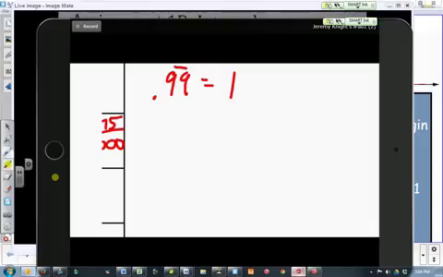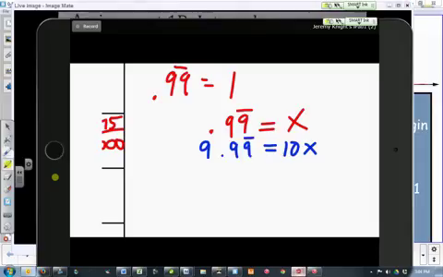Well, here's a quick, interesting proof, then we'll move on. Let's say that 0.99 repeating is equal to x. Okay, let me move this. And if that's the case, then what is 10x worth? That would be 9.99 repeating, right? Because you move the decimal one place. 9.9999, yeah.